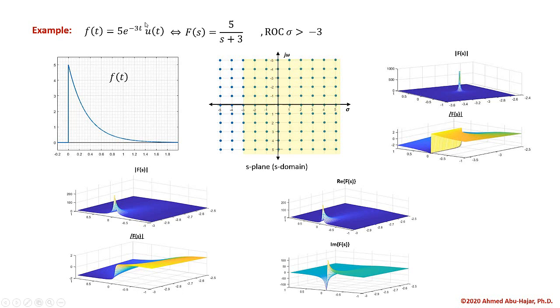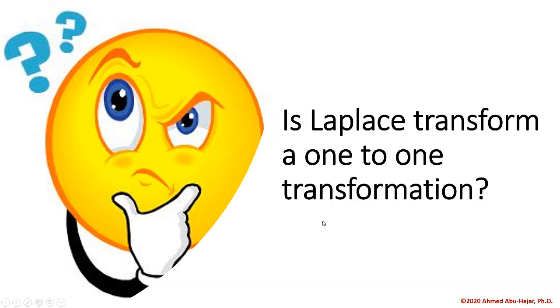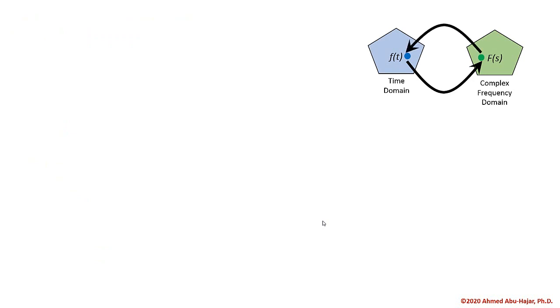So to plot F(s), we get the real part and the imaginary part, or the magnitude and the phase. So the question that I have to ask is: is the Laplace transform a one-to-one transformation? So basically, if we have f(t) and I convert it to F(s), is it always that F(s) will be converted back to f(t)? Is it a one-to-one transformation? And the answer is no.